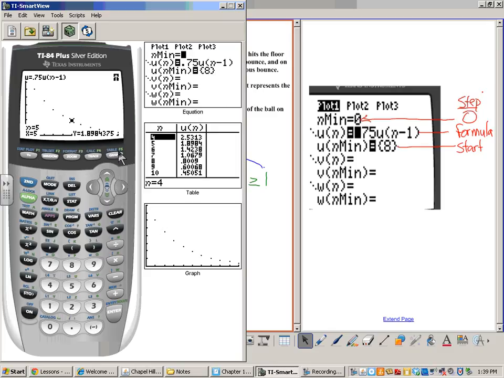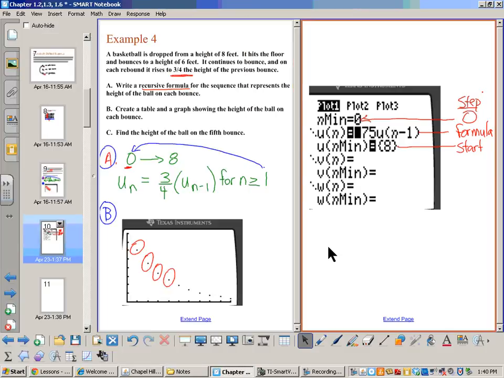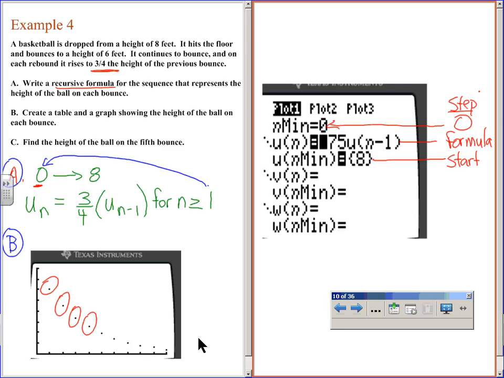We can also look at the table on this. The second graph should show us a table. Okay, here it comes now. So instead of pressing trace, you could also go and look at the table here to find that after the 5th bounce, we're at approximately 1.9. Okay, so let's move on to the next example.